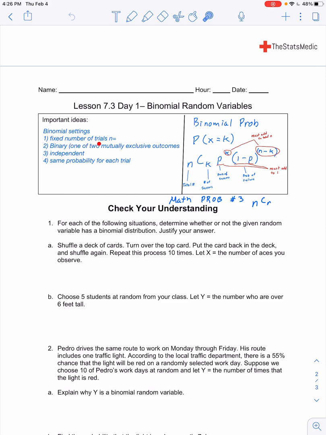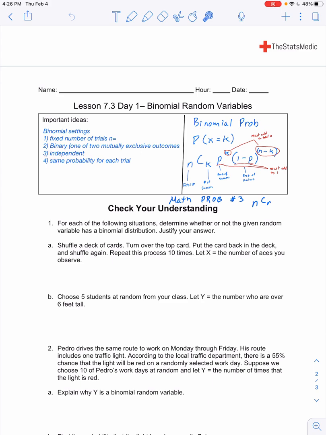Do we have a fixed number of trials? We'll call that n and we'll say how many we have. Is it binary, meaning mutually exclusive? What we're going to do with this is we're going to define a success, okay? Because you either have a success or a failure. Is it independent? Usually that has to deal with replacement.